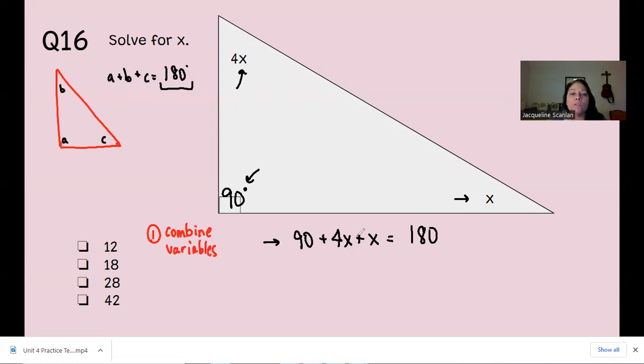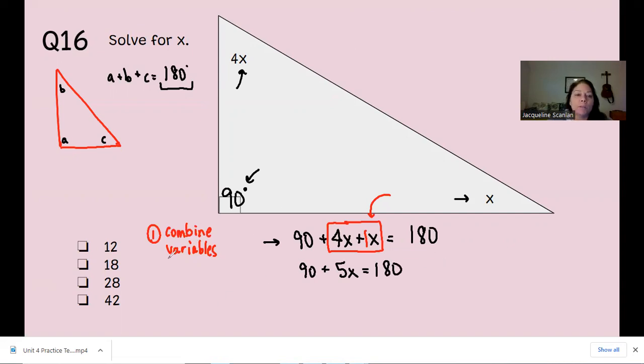Okay, so in this sentence, 90 plus 4x plus x equals 180, I see 4x plus x. Those are my variables. I want to combine them together. So if I have 4 x's and I have another x, the invisible number sitting in front of it is the number 1. If I combine that together, 4 x's plus 1 more x, I get 5x. So I'm going to be left with 90 plus 5x equals 180. All right, so I've done step 1. I've combined those variables together.